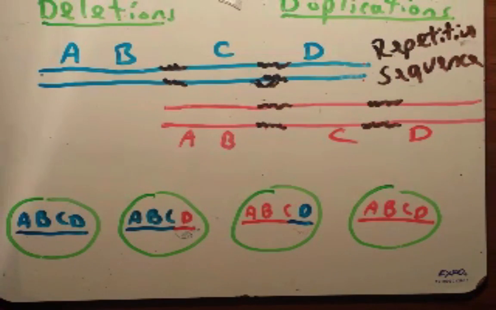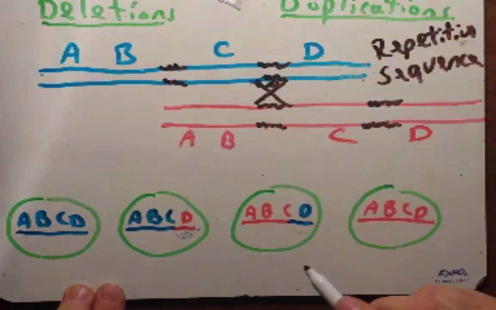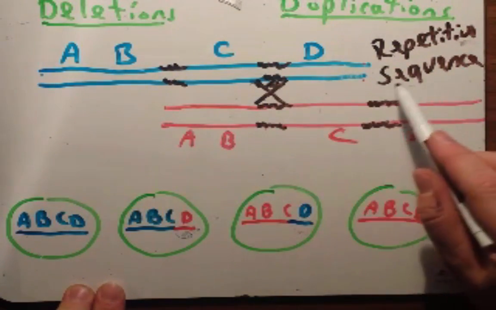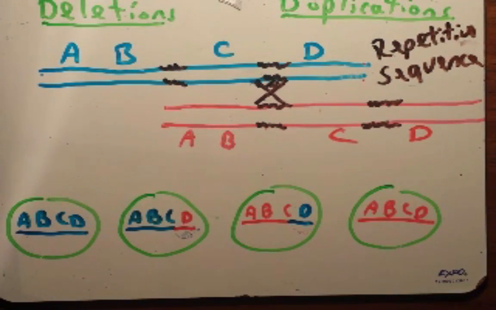It's not behaving very well. So let's say we have a crossing over event right here at this repetitive sequence, because remember they can align, because all these repetitive sequences in this example are the same, so they match each other. The chromatids don't know they're making a mistake, but they are. Okay, now let's see what happens in our gametes.